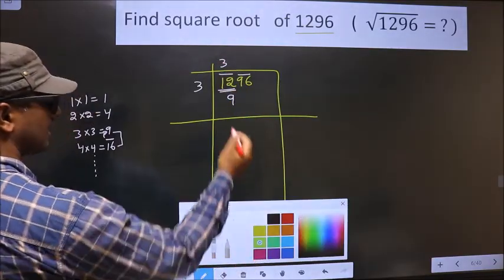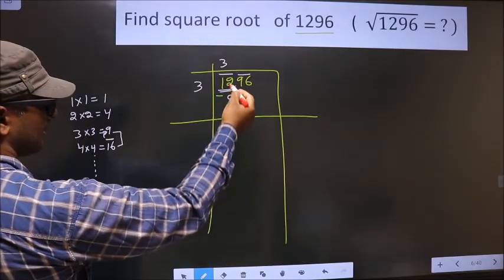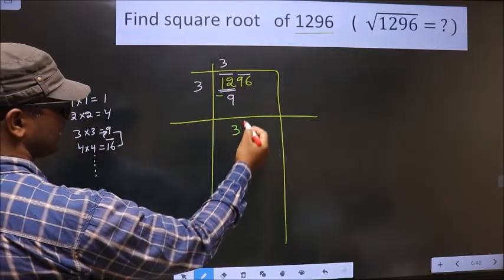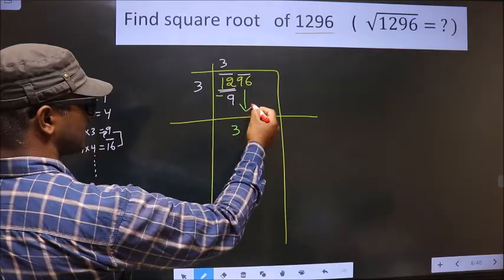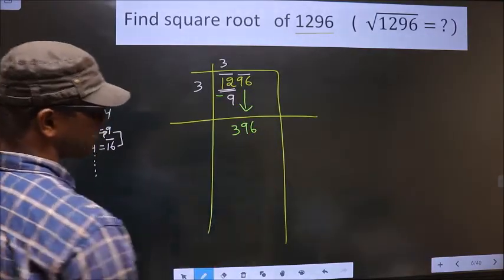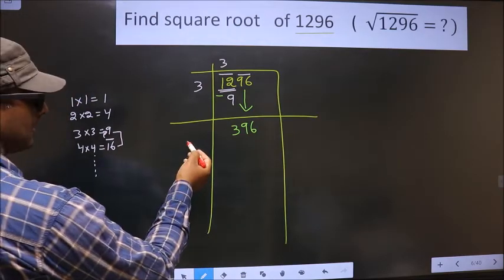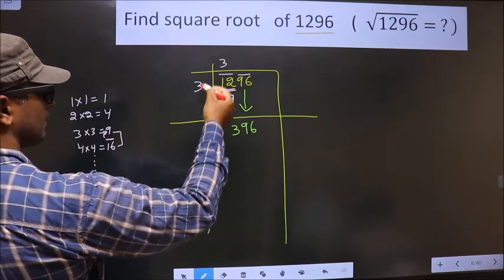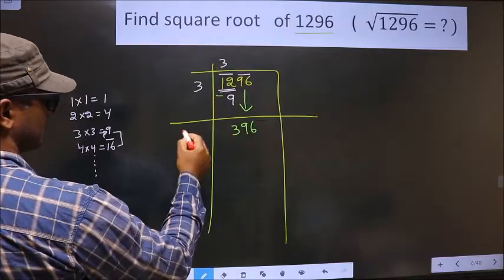Okay. Now we subtract. 12 minus 9 is 3. Now this pair, as it is, you take it down, making it 396. Now here we should add these two numbers, that is 3 plus 3, 6.